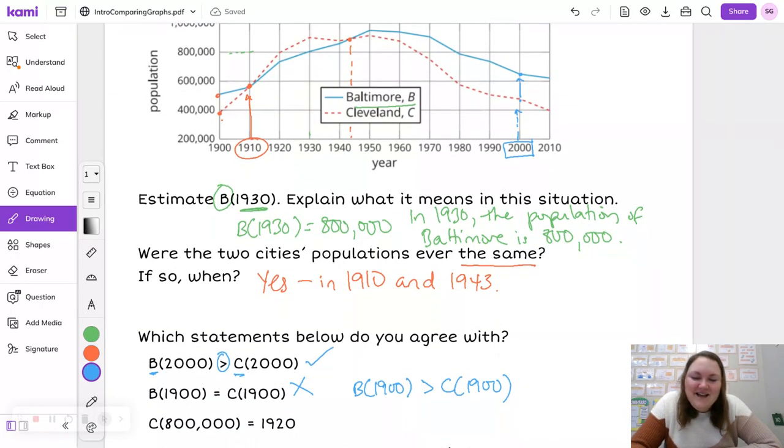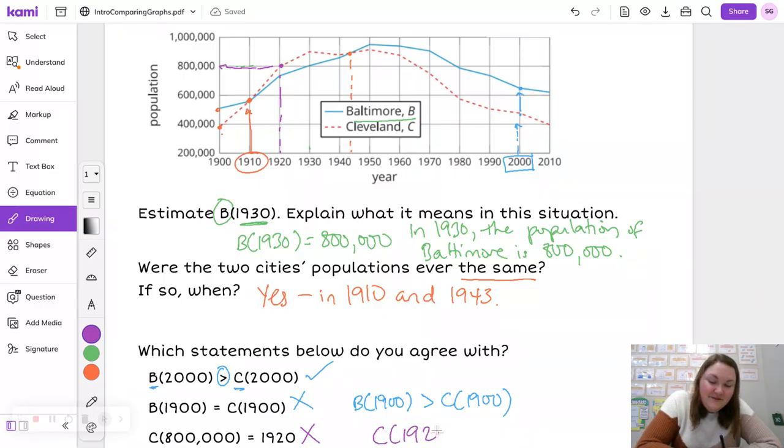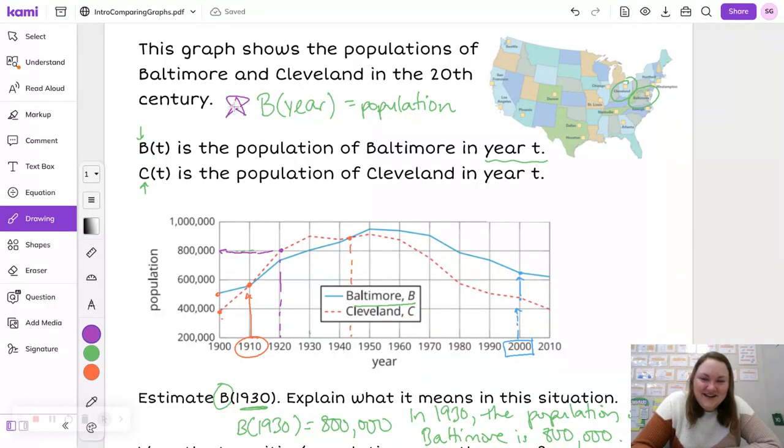That third one says C of 800,000 equals 1920. What do you think about that third one? Well, if we look at our graph here, it's talking about Cleveland, 1920, 800,000. But the problem here is that the input and output are backwards in this function notation. So I would not agree with that, but I would agree with something like this, where we've got the year in the parentheses and the population as our output. It goes back to function notation here.